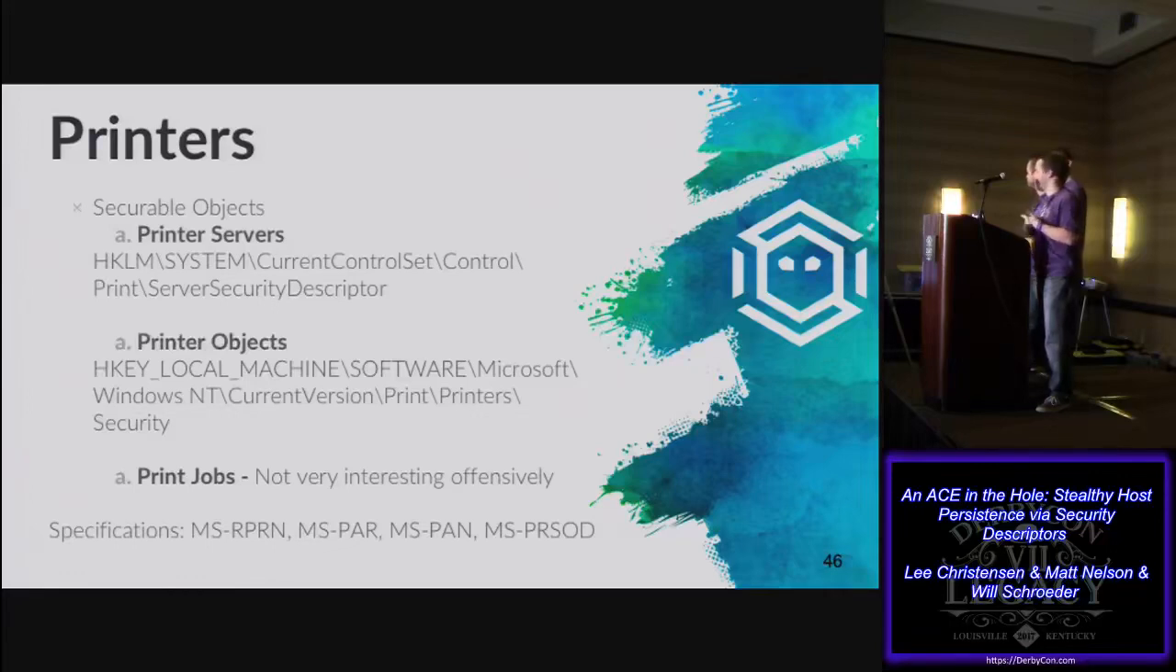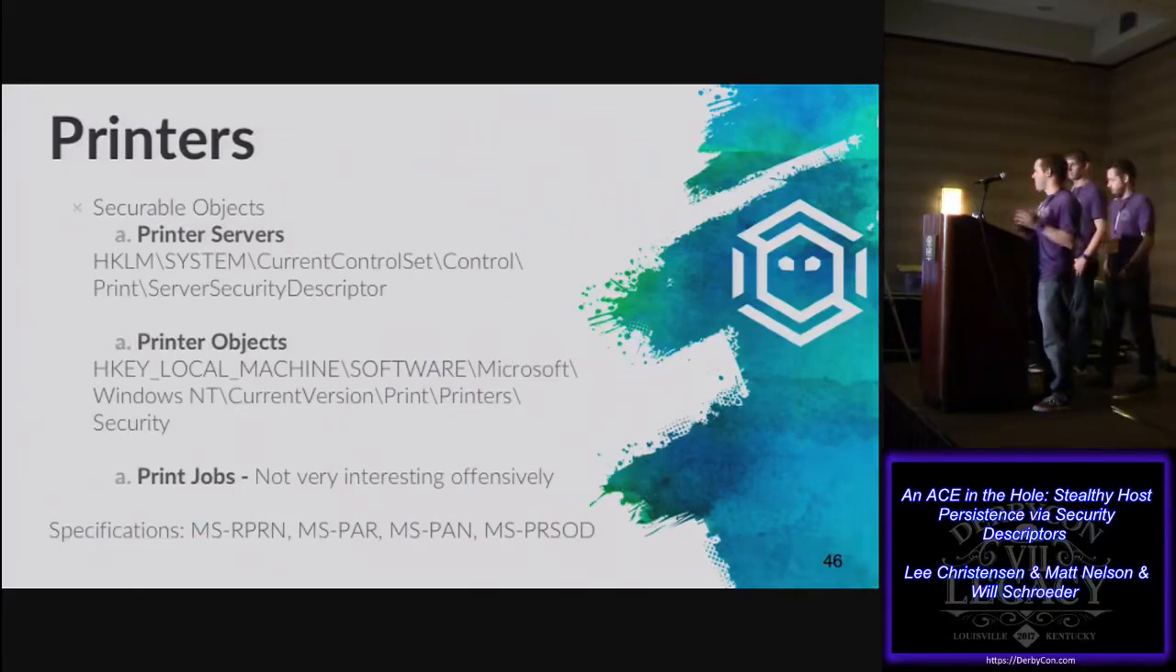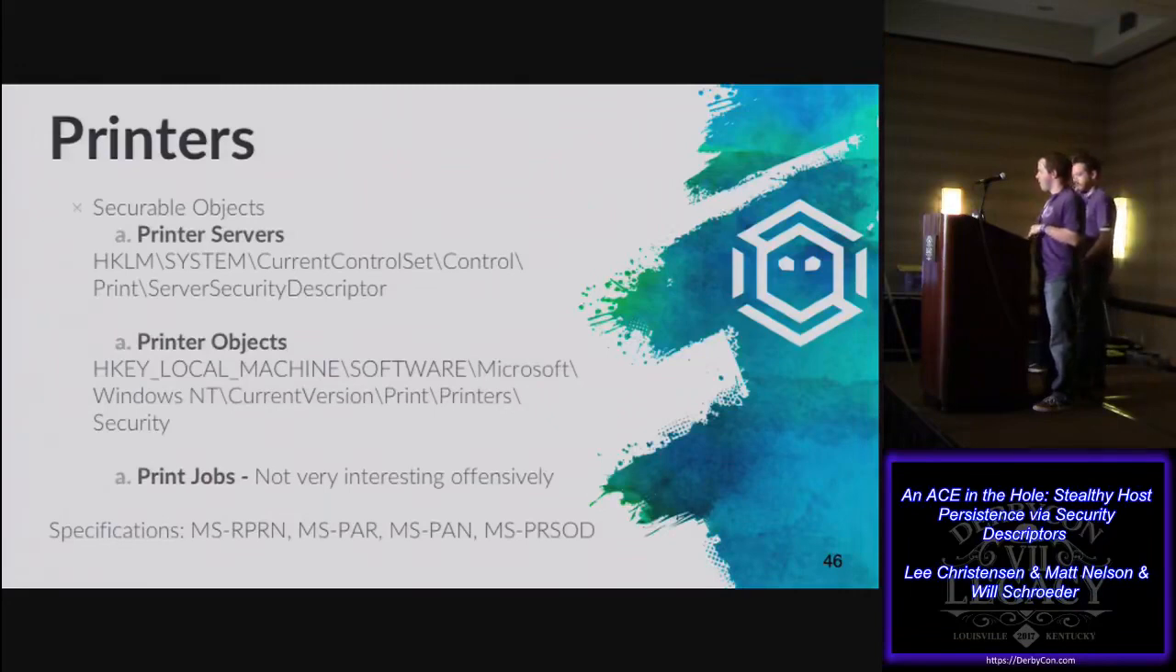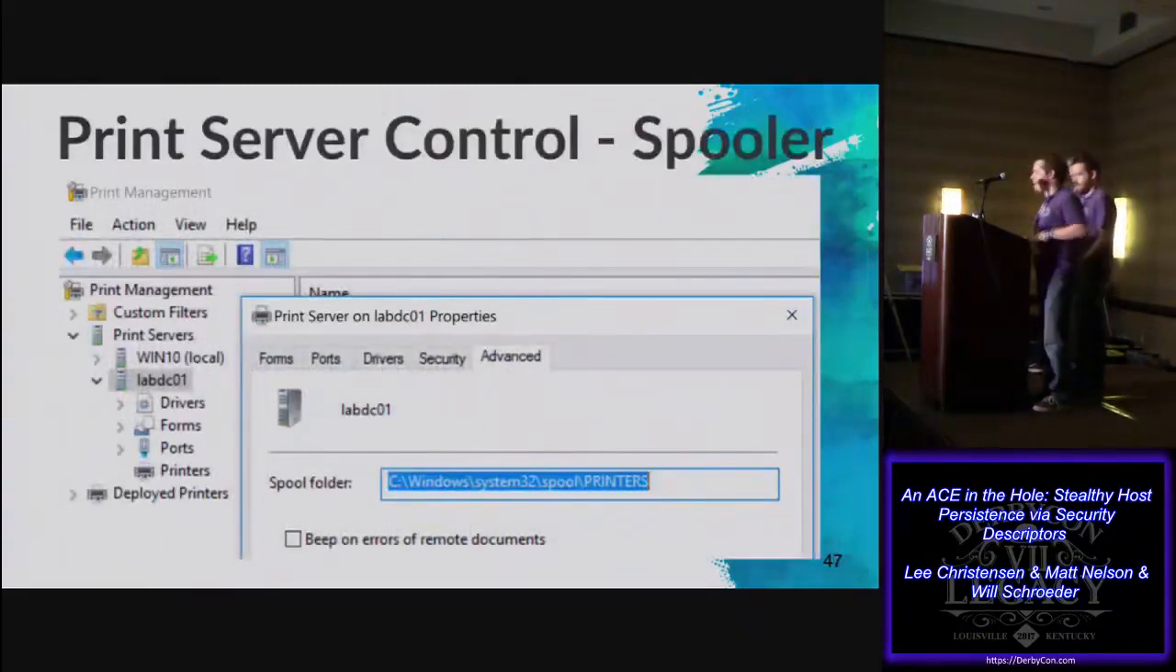So when we're talking about printers, there are actually 3 different types of objects that you can interact with that are securable. There are print servers, printer objects themselves, so each individual printer you add on a machine, and then print jobs. I couldn't find anything you could do with print jobs, so I'm not going to really talk about those, but you can find the security descriptors for those other 2 object types in the registry offline. You can also query them online using the printer RPC interface, which some Win32 APIs implement, but they're also specified in those specifications there at the bottom.